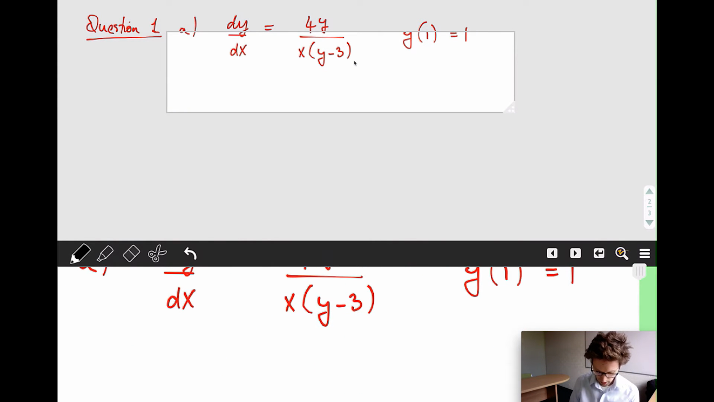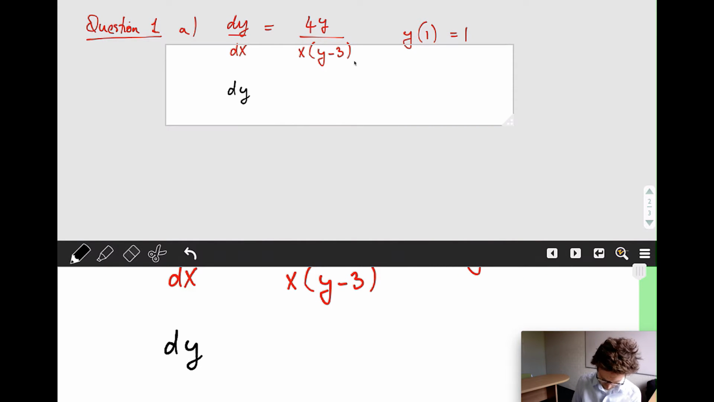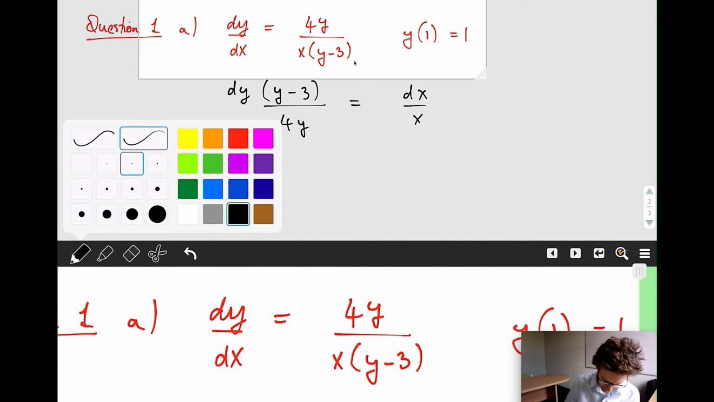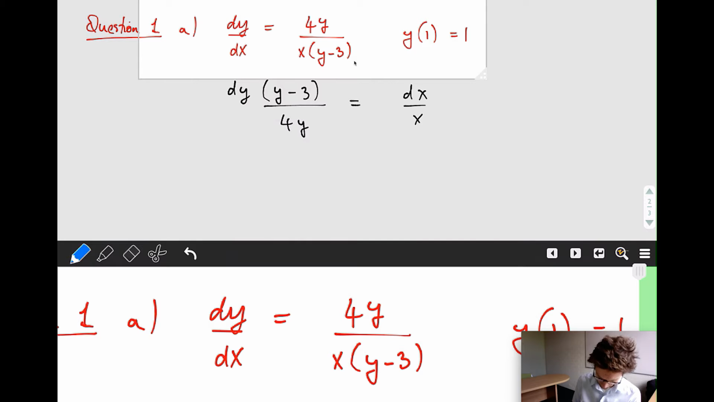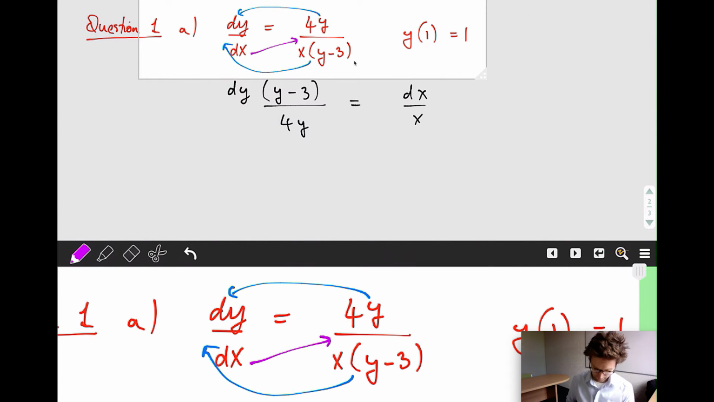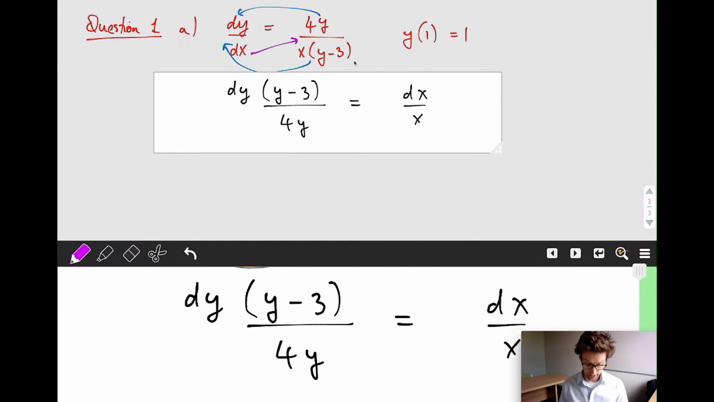So if I split that dy/dx up into a dy, let's leave that on the left hand side, and multiply by (y minus 3) divided by 4y, and this is all equal to dx divided by x. So what I've done there is I've taken all the y terms and brought them over to the other side, and I've taken all the x terms and brought them to the right-hand side. So that's allowed me to write this now as two integrals.